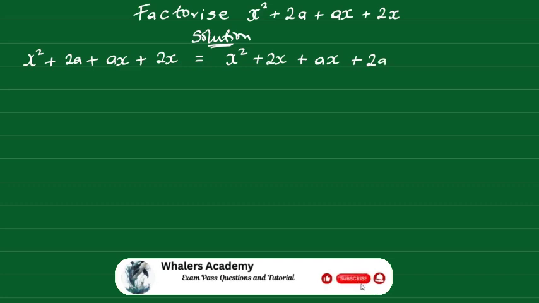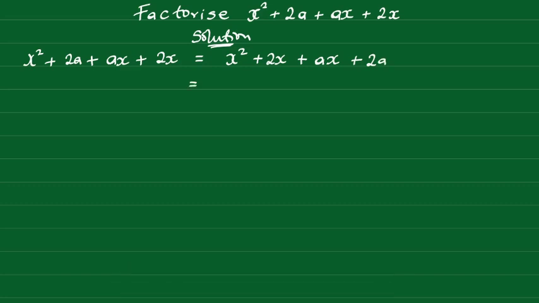We factorize out x from x squared plus 2x. So factorize out x. We'll open a bracket. We end up having now plus 2x within our bracket. Next, from plus ax plus 2a, we factorize out plus a. And we are left with x plus 2, brackets close.